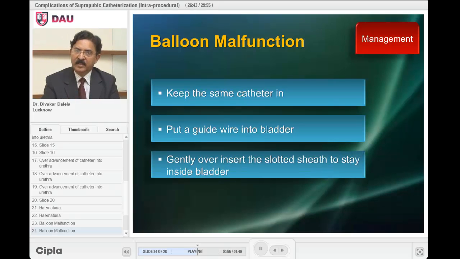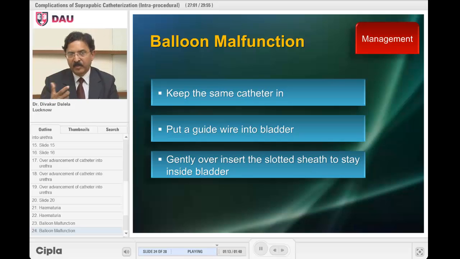don't withdraw the slotted cannula sheath till you inflate the balloon. Okay, sometimes some people by mistake, the moment they put the catheter in the bladder, even before inflating the balloon, remove the trocar slotted sheath. This should never be done.